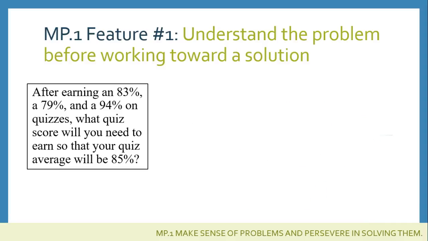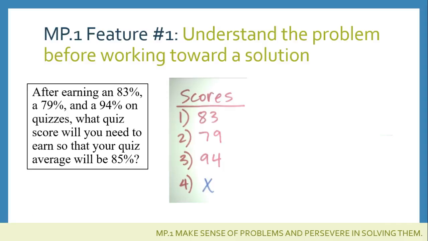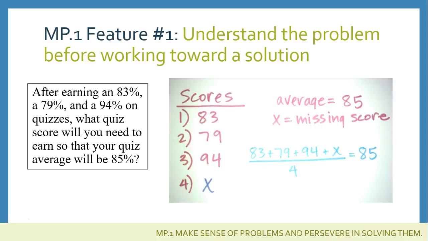Now let's consider this higher level example of taking the time to understand the problem. After earning an 83%, a 79%, and a 94% on quizzes, what quiz score will you need to earn so that your quiz average will be 85%? At a higher level, as they work to understand the problem, students can organize the given information, define a variable, and show how the numbers and variables are related by writing an equation. This is also a way to represent the problem that incorporates the given as well as the missing information.